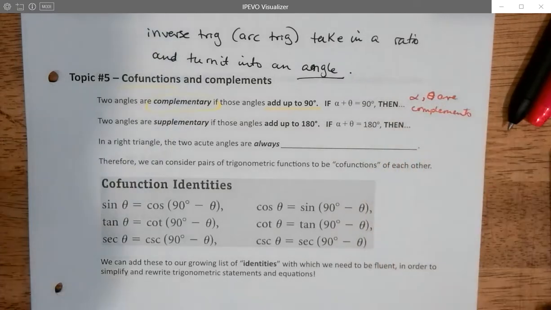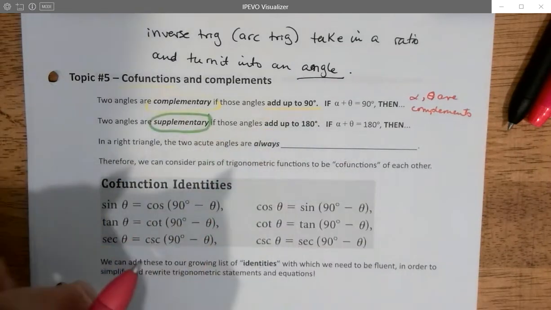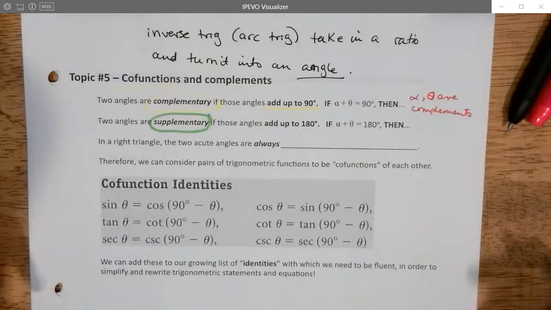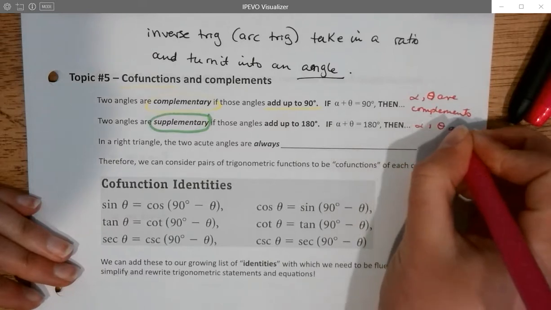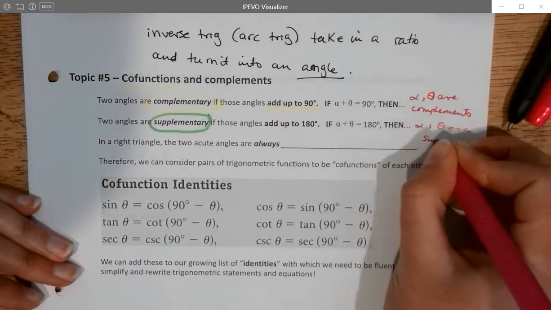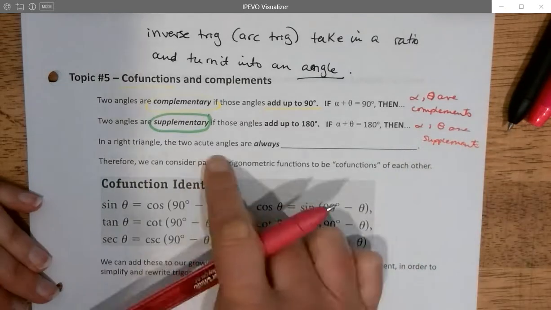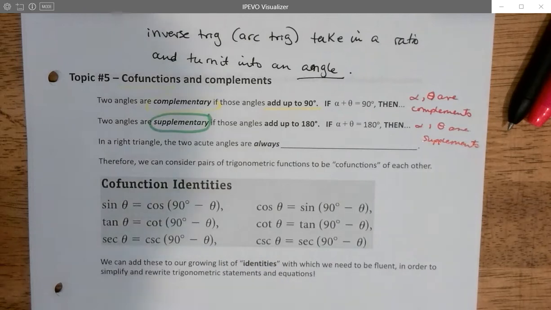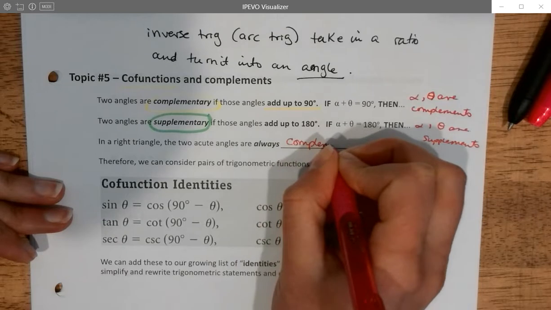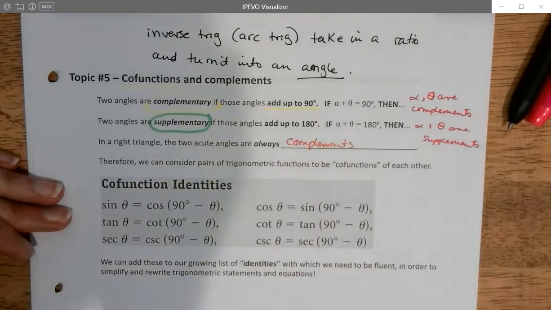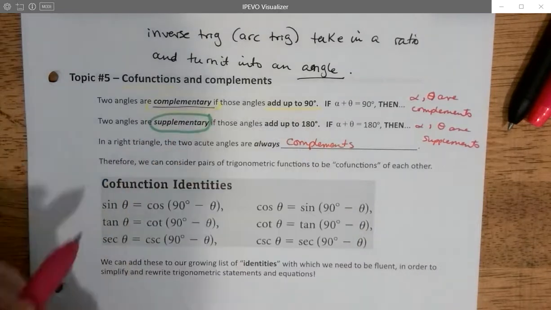All right. And two angles are supplements or supplementary if they add up to 180. So if alpha plus theta is equal to 180, then alpha and theta are supplements. In a right triangle, the two angles are always complements, because they add up to 90 degrees. So we're going to deal with complements a lot more than we are with supplements.